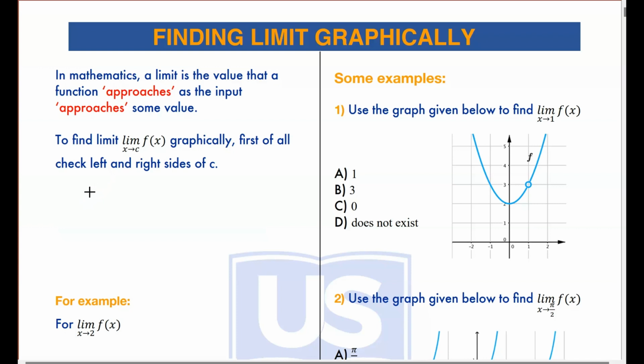Let me show you the notation of a limit first. We will write it as lim, and underneath we have x with an arrow, and after the arrow we write the number, the target point the x is approaching, and then f of x. We read this as the limit as x approaches c of f of x.